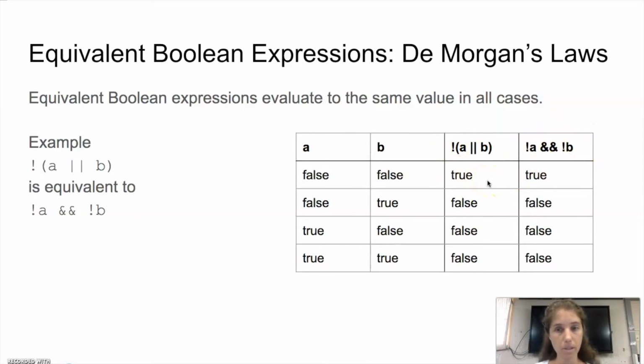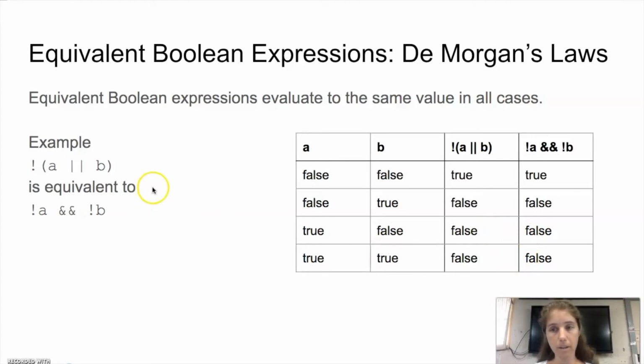So if A and B are both false, then not A or B is true, and not A and not B is true. Similarly, if A is false and B is true, then not A or B is false, and not A and not B is false. So we can see that for every row, they both evaluate to the same value.